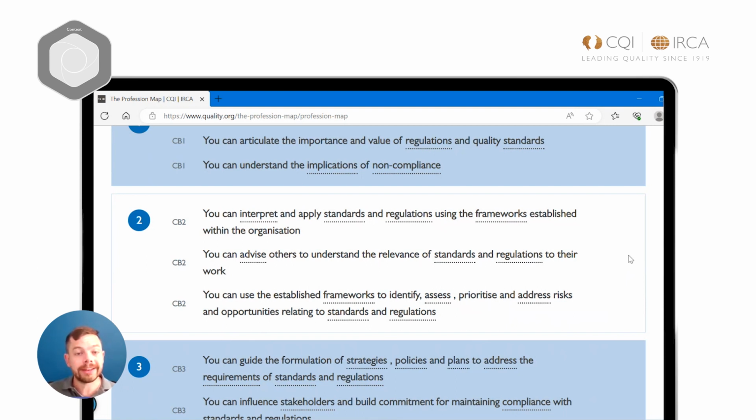What do those standards mean? How do they impact the organization? What do they mean to us? As well as that, we're advising on those standards for those that probably aren't necessarily familiar with the detail of the standards.